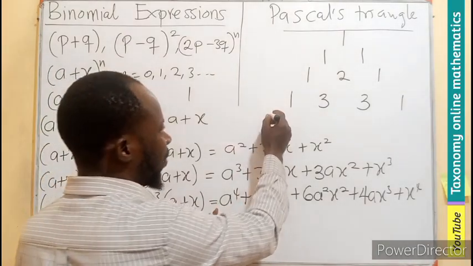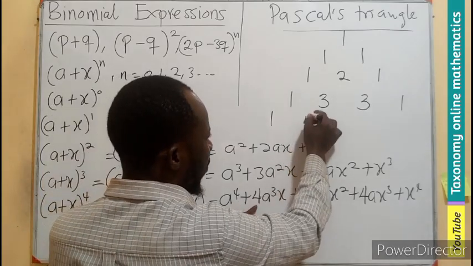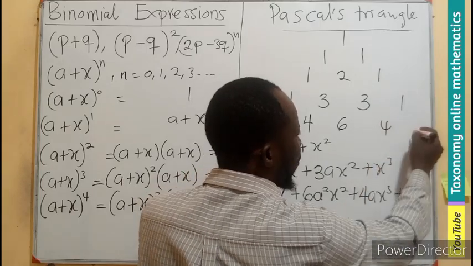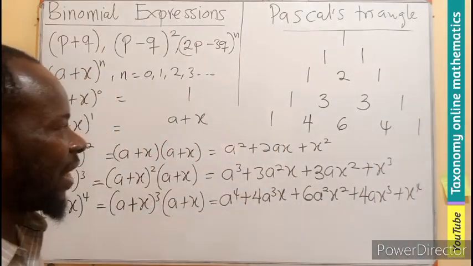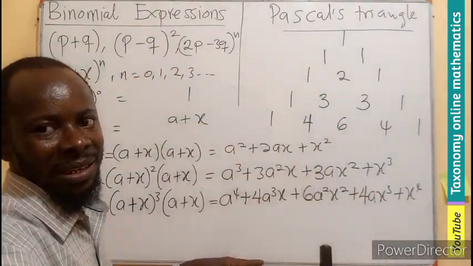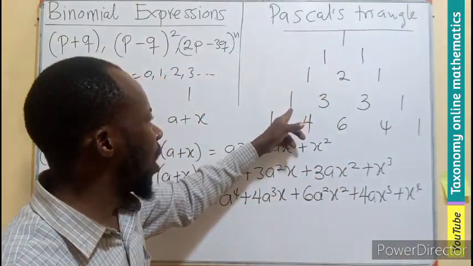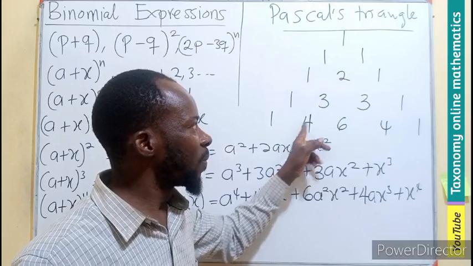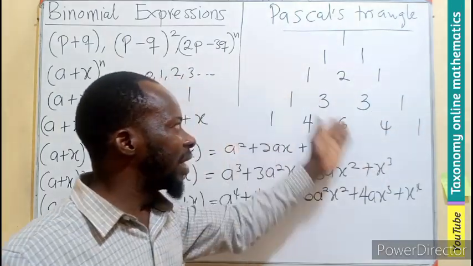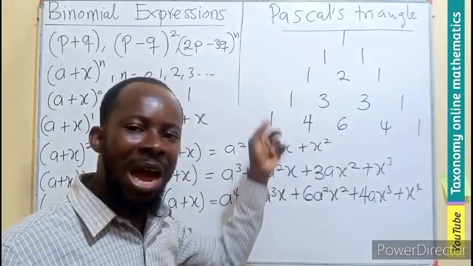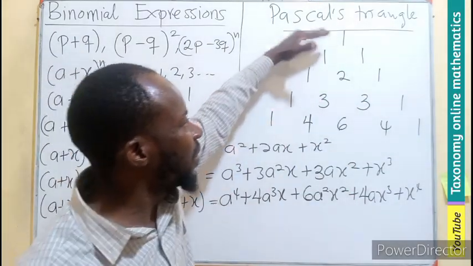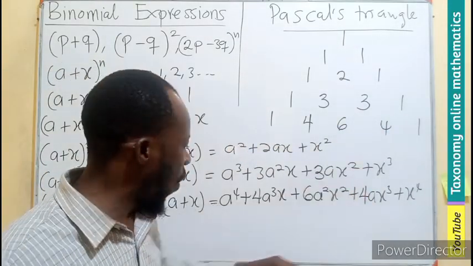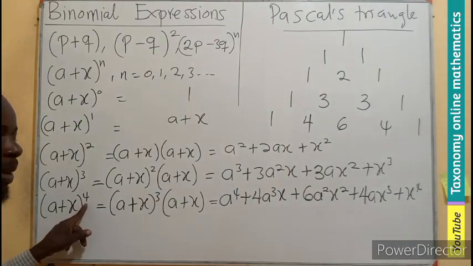Here, I have 1 coefficient, so 1. I have 4. I have 6. I have 4. And I have 1. So this is giving us a triangle or a pattern, as you can see. Then you have 1, 3, 6, 1, 4. There's a pattern: 1, 2, 3, 4, in that order. So if I'm able to see the pattern in this, I should be able to generate the next coefficient of my binomial expression with the power 5.